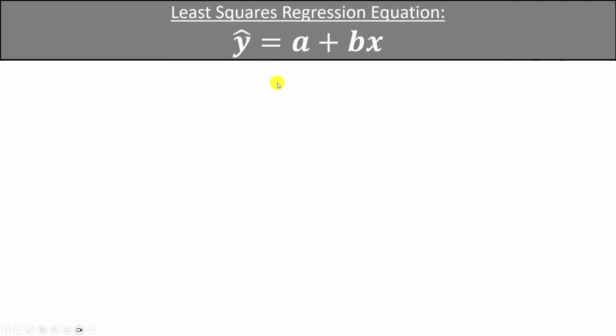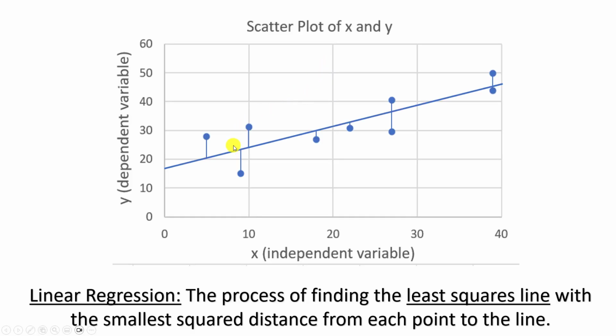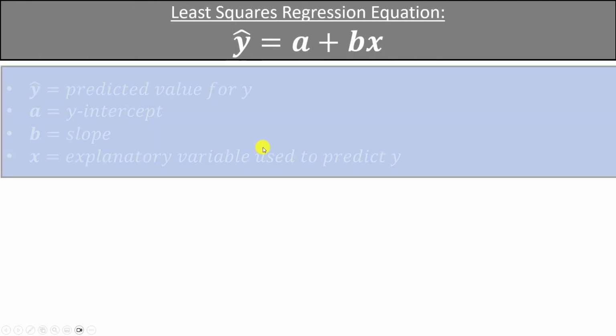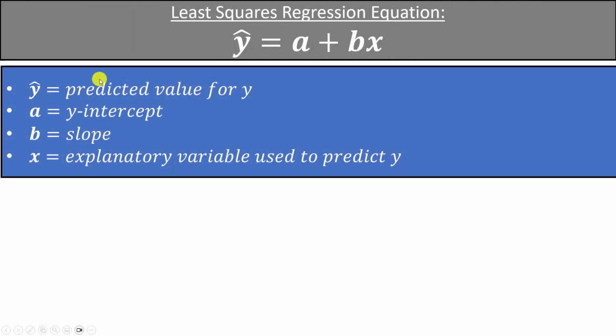So it wouldn't be appropriate to call this y equals a plus bx, because this is the equation of the line, and the line doesn't actually go through each of the dots. So instead of calling it y, we actually call it y hat. So y hat is the predicted value for each of the y values. And then a is our y-intercept. A is basically where the line is going to intercept the y-axis.